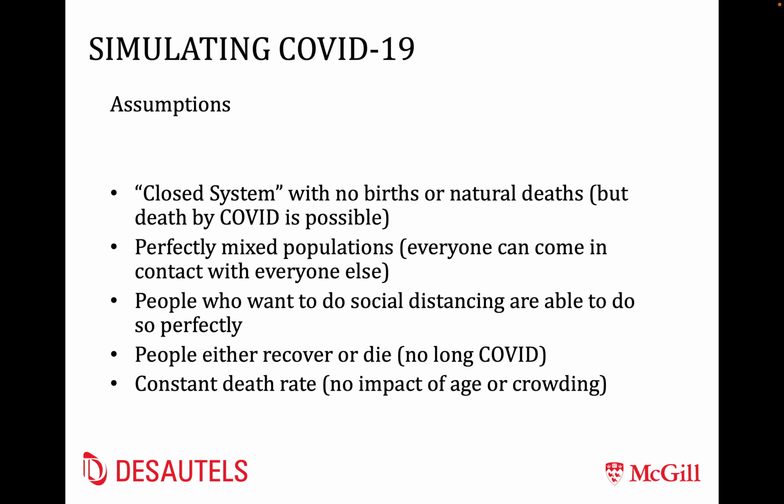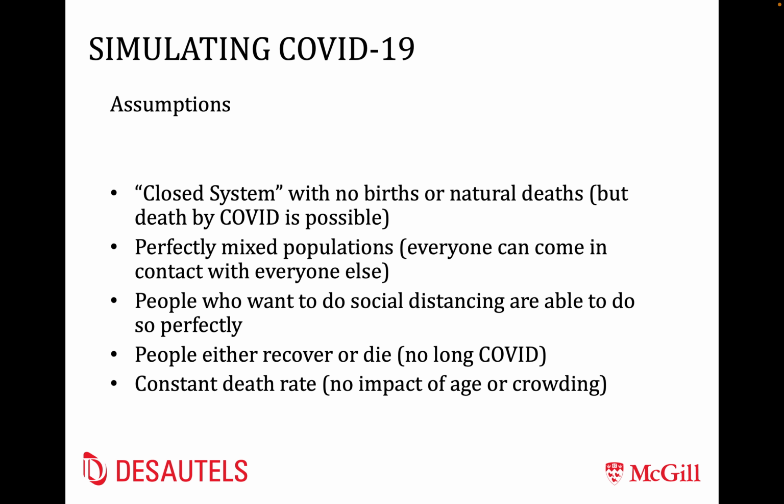Like we said, first, this is a closed system, which is to say no births or no natural deaths, but excess mortality or COVID mortality is possible. We are talking about a perfectly mixed population. Everyone can come into contact with everybody else. We do say that we will assume that people who want to do social distancing are capable of doing it, right? We know from real life that maybe that is not always the case. It wasn't always true. But let's assume here at least that if you have the intention and you want to social distance, you can in fact stay out of contact of other people.